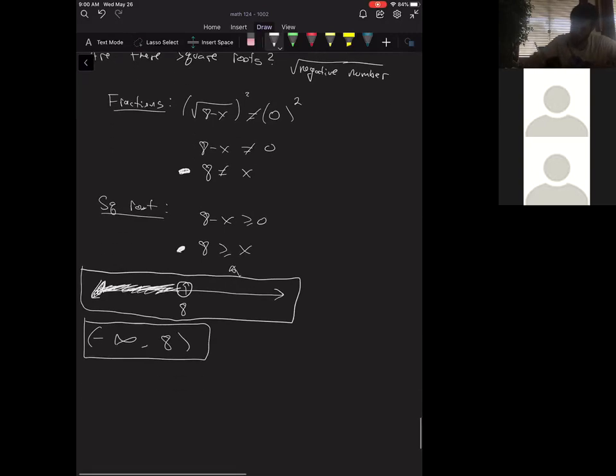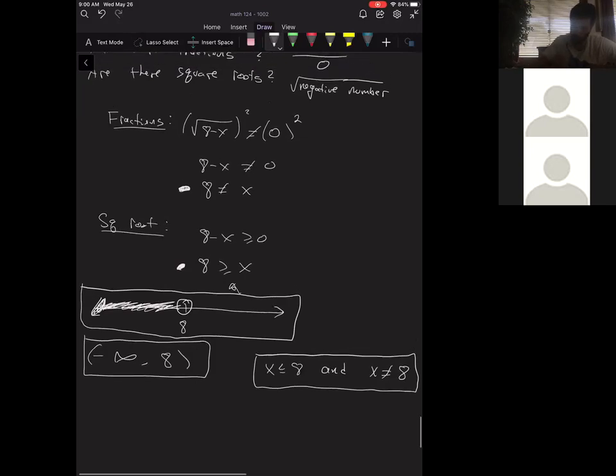And another way of saying that is we have x is less than or equal to 8, and x can't equal 8. So all these things mean the same thing. This "and" is important. The "and" means we take both of those things into consideration, and we take the common part between the two. And the common part between the two is this graph and the interval notation that we have over here.